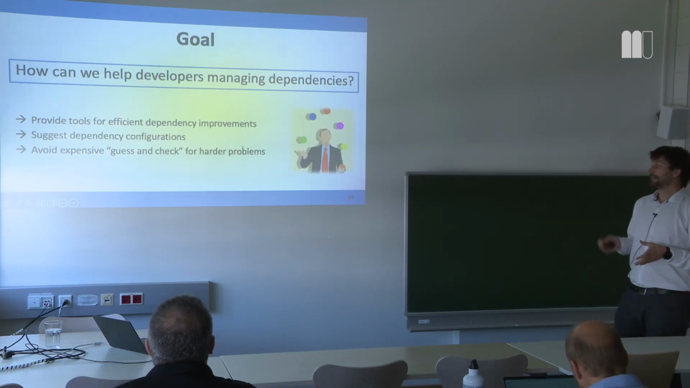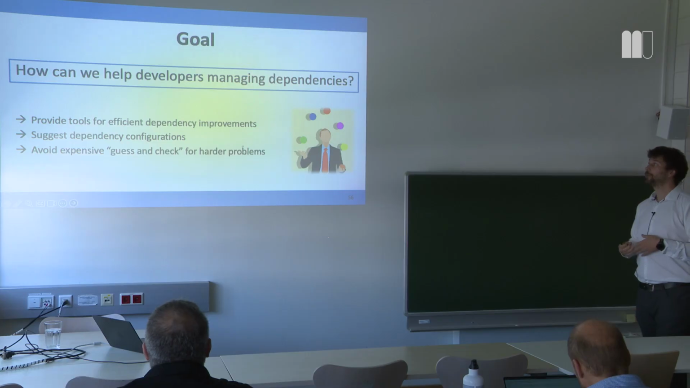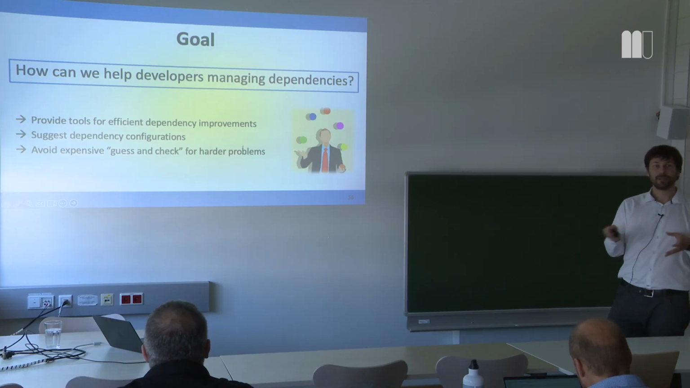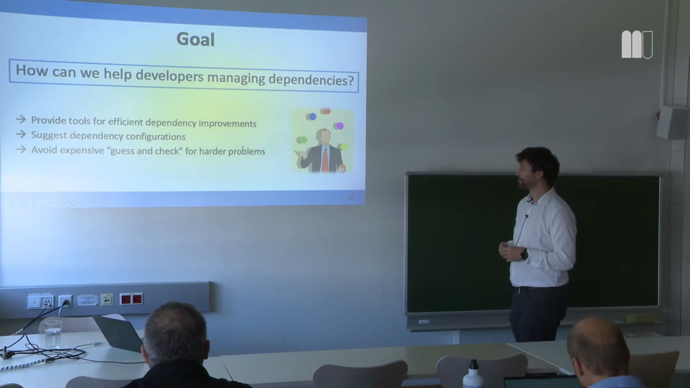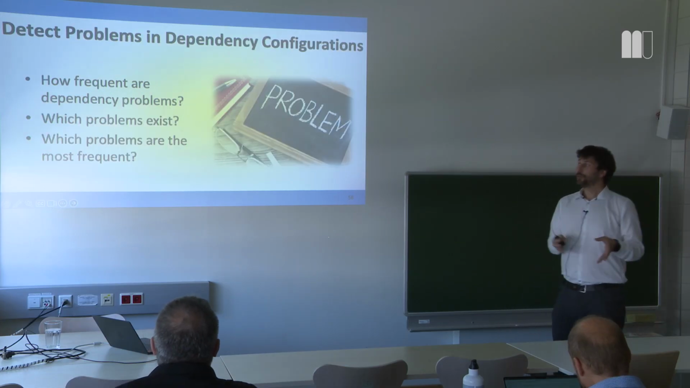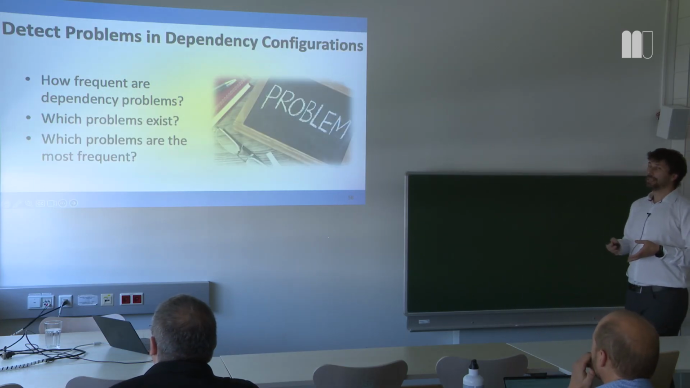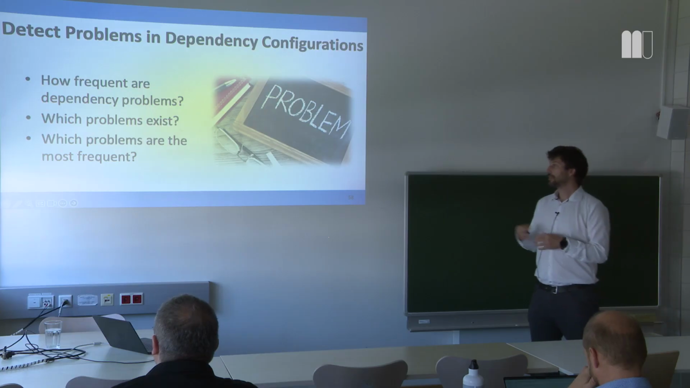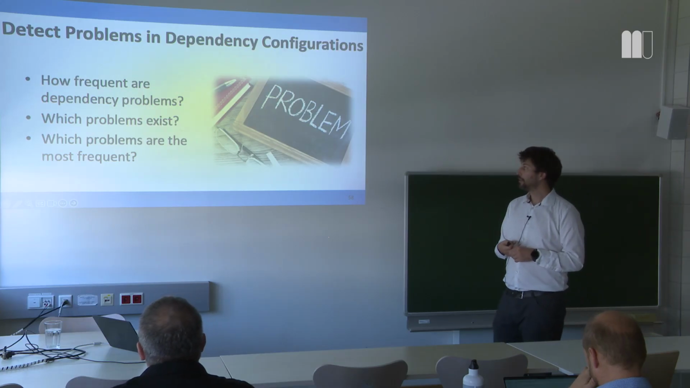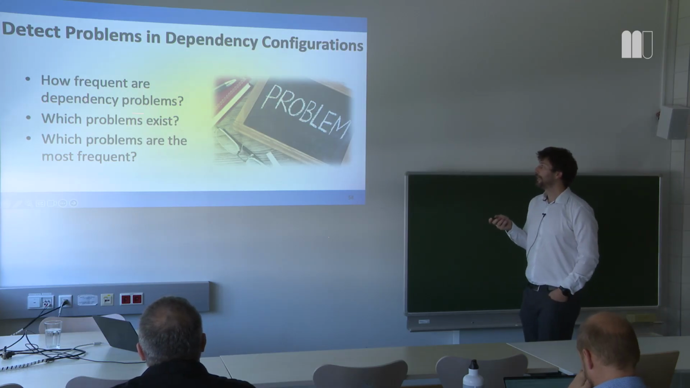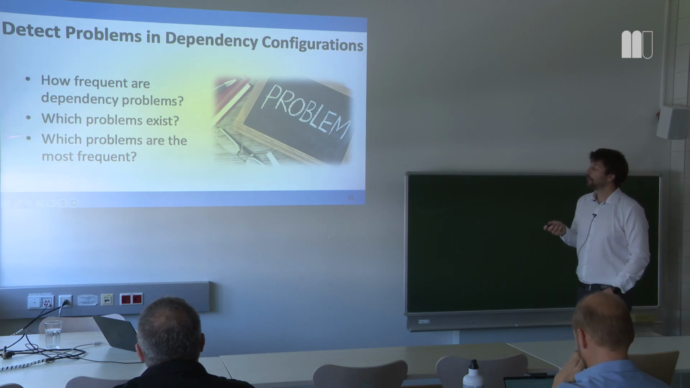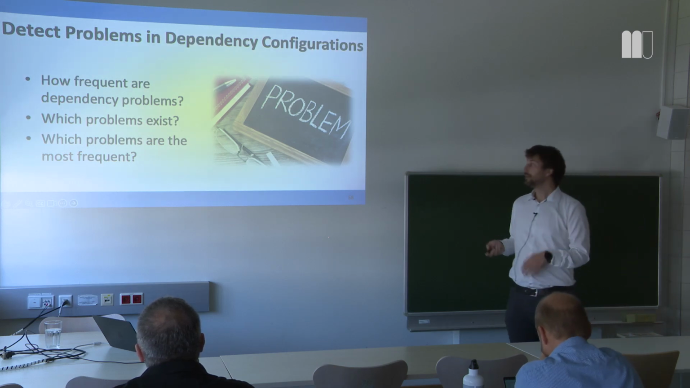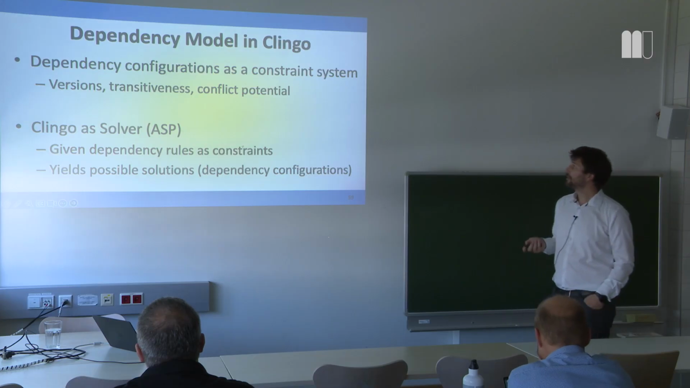So our goal in this research direction is how can we help developers to manage their dependencies, to find the correct ones, to eliminate the problematic ones. The first thing that we did here is detecting those problems, and reliably detecting those problems, the dependency smells that I mentioned before: how frequently do they actually occur, which of them are actually occurring, and how often they occur per project and type.